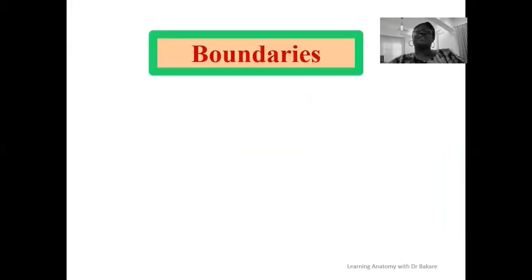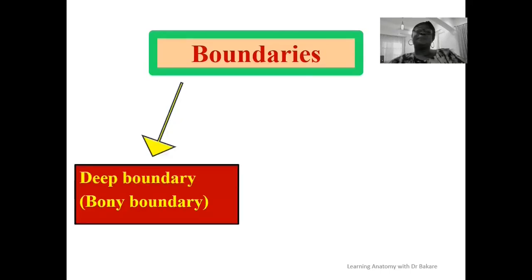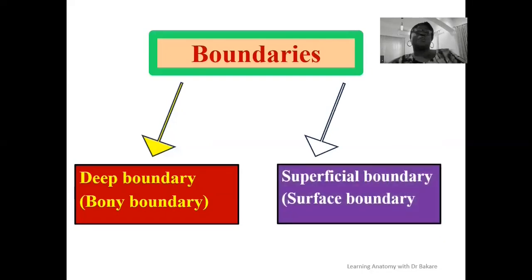So let's drive further, looking at the boundaries of the perineum. The boundaries of the perineum are classified into two. We have the deep boundaries. This deep boundary is also referred to as the bony boundary. This is the bony landmark of the perineum, and we will be unfolding this as we go through this lecture. The second basis on which these boundaries are created is the superficial boundary, and this boundary is also referred to as the surface boundary. We will also be going into this as we go through this lecture.